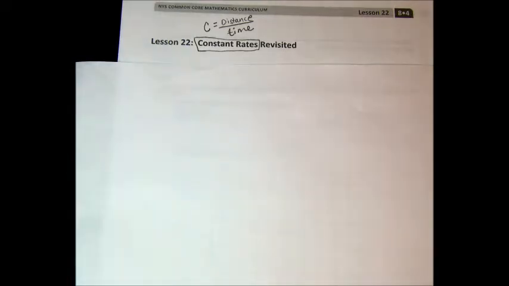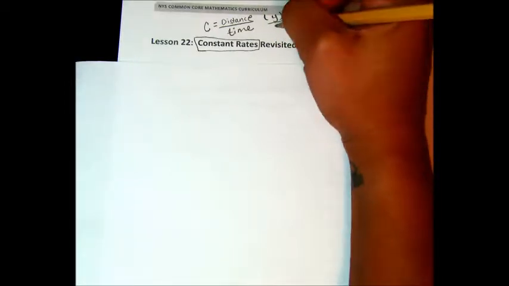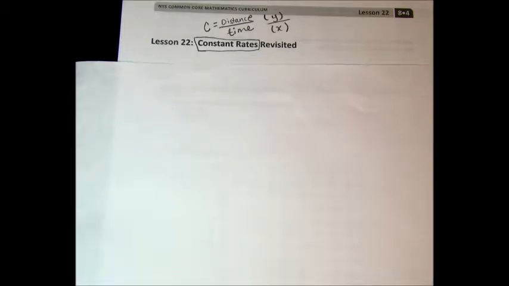Go ahead and recall your definition of constant rate. So remember, you're going to have our distance, which is our y variable, divided by our time, which is our x variable. And constant rate and slope are used interchangeably. In a few points in this lesson, I'll start to switch over and say average speed. No, I'm talking about the same thing.